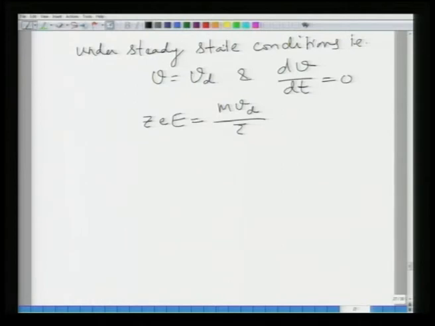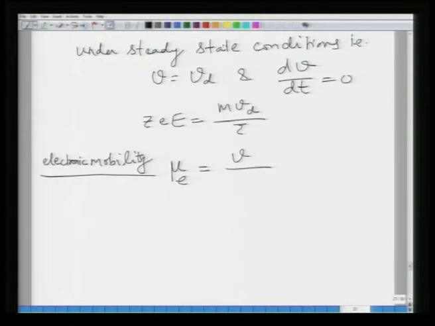And in such a situation, the mobility is defined as the electronic mobility, mu E, and this is defined as V divided by ZE. If you take V divided by ZE, this becomes equal to e tau divided by m. So, what it basically tells you is that the higher tau is, the higher mu E is.